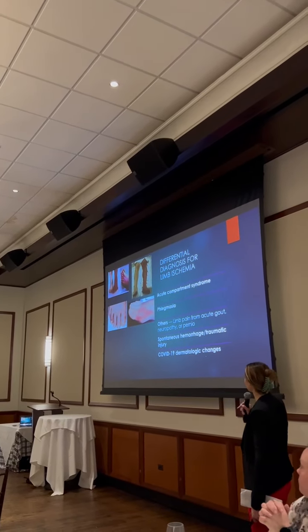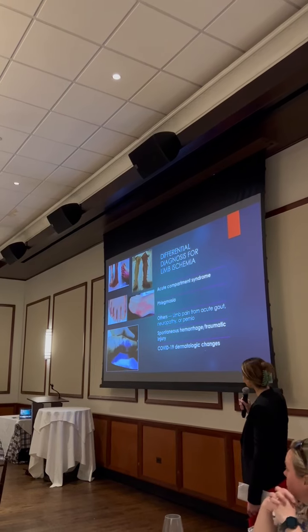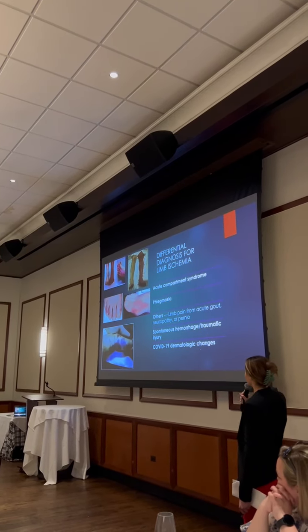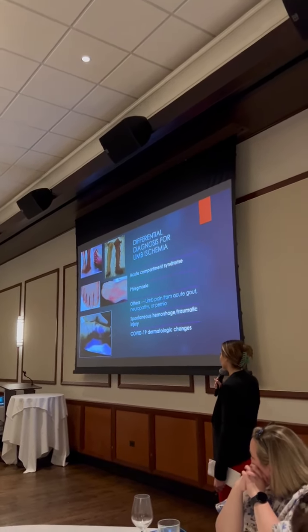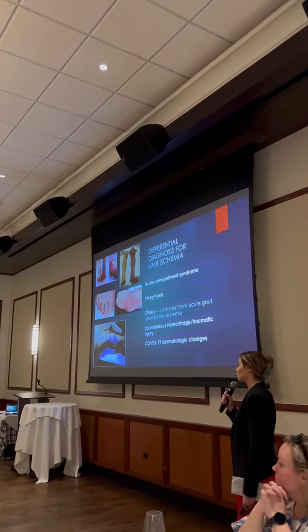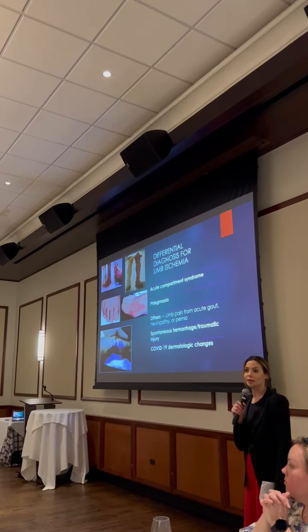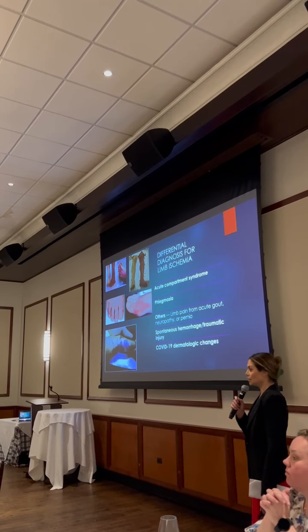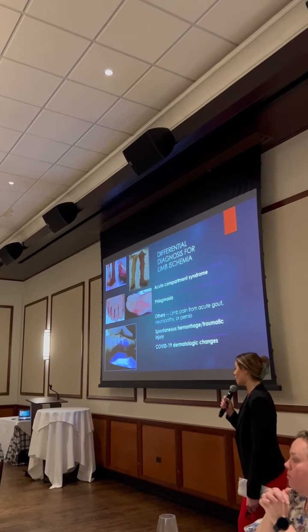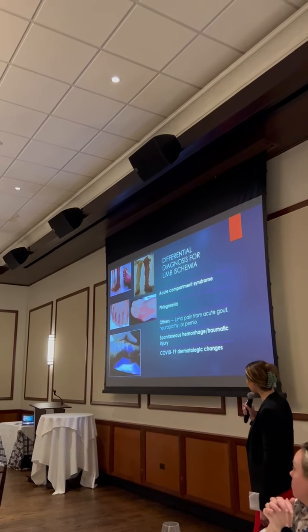Also, spontaneous hemorrhage or traumatic injury can be a differential diagnosis for any limb ischemia, but this is usually defined as an actual blunt trauma to the limb resulting in this hemorrhage, or antiplatelet therapy that causes the hemorrhage to occur.